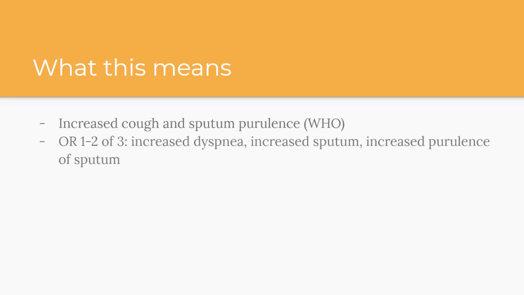This is what I found in UpToDate. It has to do with the authors who wrote the UpToDate article about COPD exacerbations, expert pulmonologists. And I find this a little bit more clinically helpful. So there's three kind of markers: increased dyspnea, increased sputum, and then increased purulence of sputum.